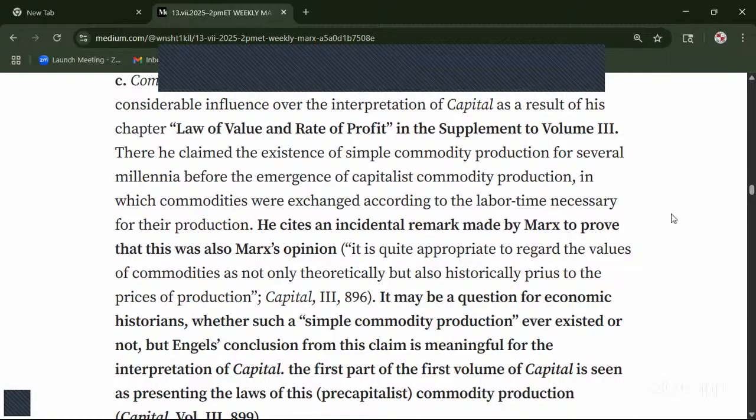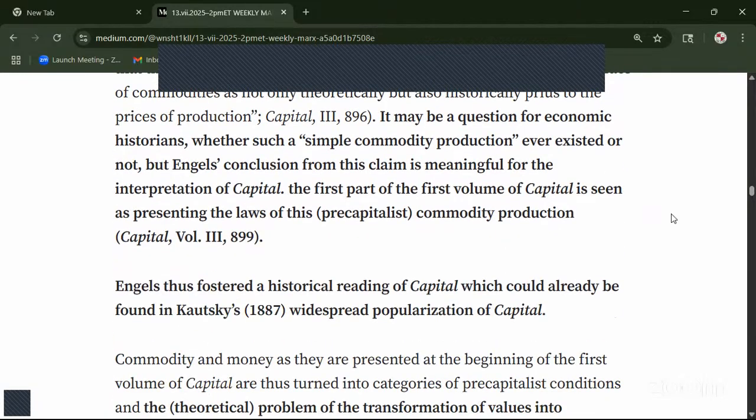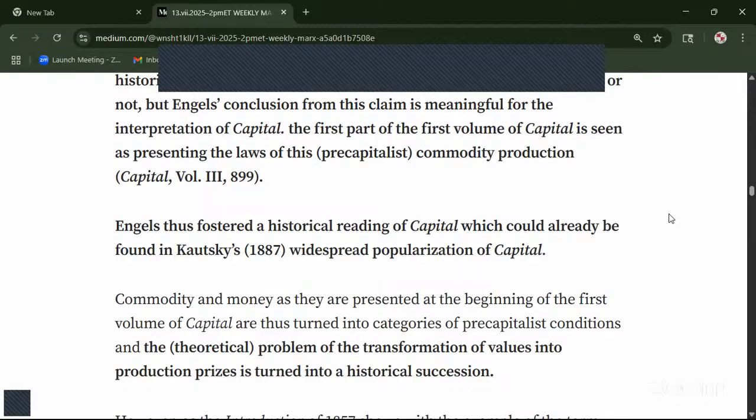Now, it may be a question for economic historians whether such a so-called simple commodity production ever existed or not, but Engels' conclusion from this claim is meaningful for the interpretation of Capital. The first part of the first volume of Capital is seen as presenting the laws of this pre-capitalist commodity production. Engels thus fostered a historical reading of Capital, which could already be found in Kautsky's 1887 widespread popularization of Capital. Commodity and money, as they are presented at the beginning of the first volume of Capital, are thus turned into categories of pre-capitalist conditions, and the theoretical problem of the transformation of values into production prices is turned into a historical succession.